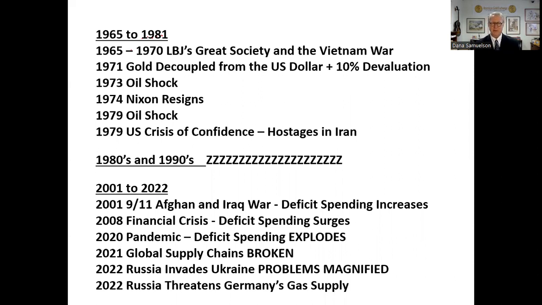In 1973, we had an oil shock. In 1974, Nixon resigned and we had a crisis of confidence in the US. In 1979, we had another oil shock and another crisis of confidence with our hostages in Iran.